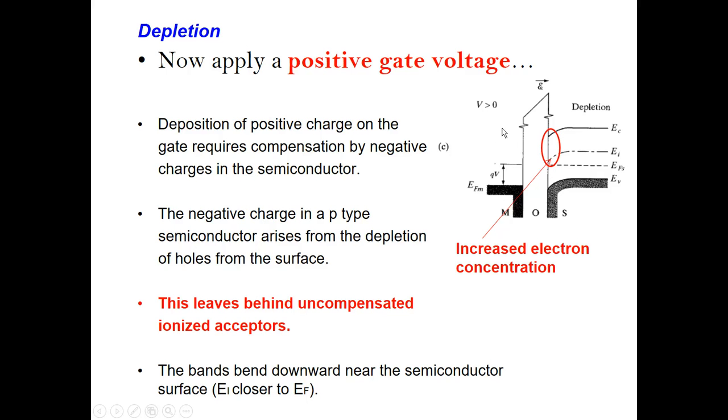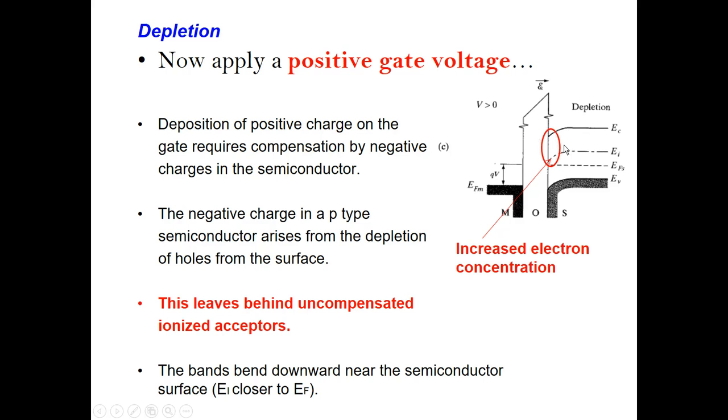But if you apply a positive charge at the gate, we can see that this material is a p-type substrate, the majority carriers are holes. So this positive voltage repels these holes and pushes them back into the bulk, or the substrate. So near the surface, the holes are repelled from the surface. So what will happen, this region becomes a layer having uncompensated acceptor ions.